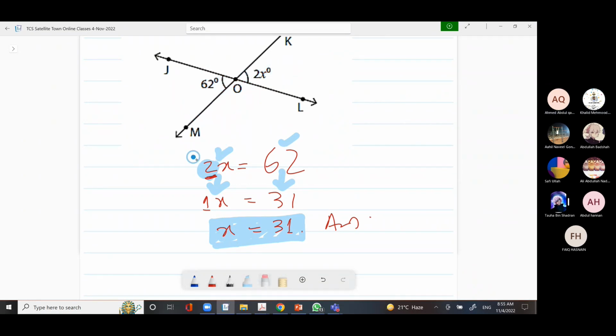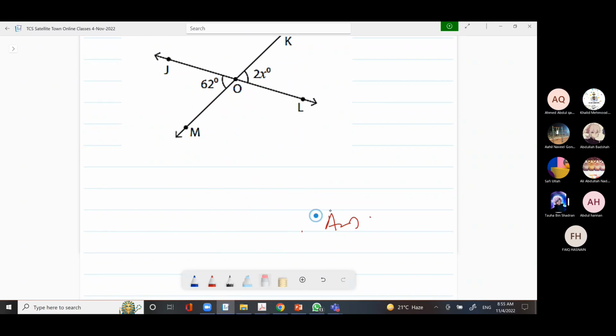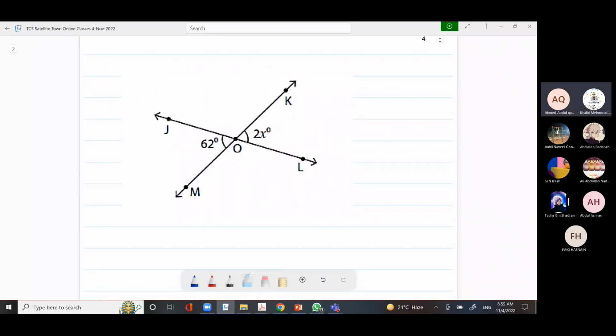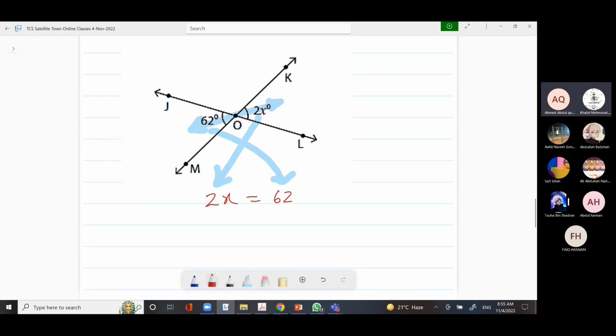Now listen. See, this is a picture in which these two are vertically opposite angles, and we can say that they are equal angles. It means 2x will be equal to 62 degrees.